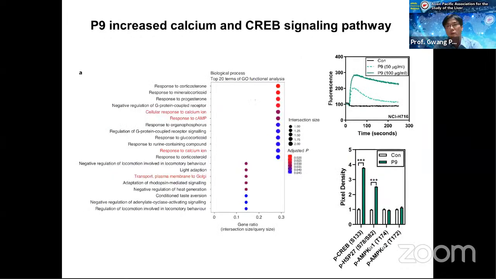So P9 interacts with ICAM2, and we want to further analyze what cell signaling is related to these phenotypes. When we did the RNA-seq analysis, we found that some of the cellular pathways are responsible for calcium ions and response to increased cyclic AMP levels. So we basically conclude that P9 increased the calcium and CREB transcription factor signaling pathways. When we confirmed in the wet lab using NCI-H716 cells, adding the P9 protein to these cells increased the calcium level, and also increased CREB.